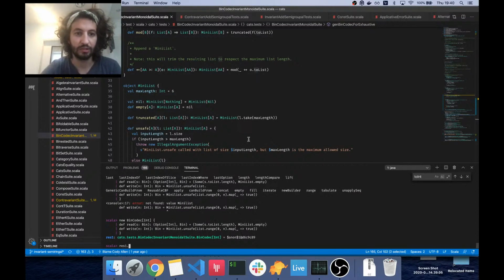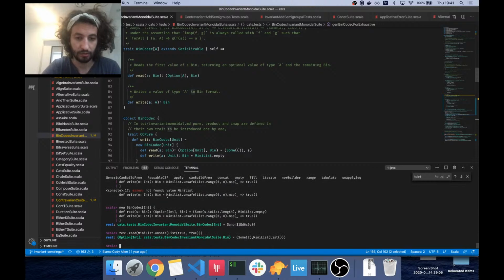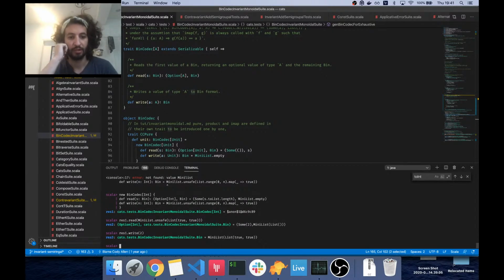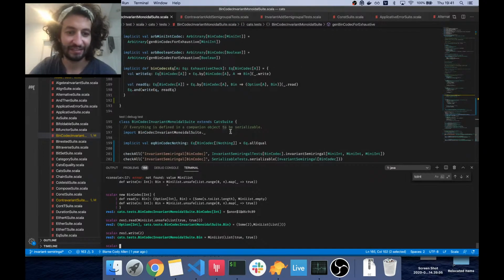So we can try this. res1 dot, what's the function here? So if we read from our mini list, a list of true, that should give us 2. Yeah, Some 2 and then an empty list. Cool. And then if we write 2, that should give us that same list. Yes, excellent. So this is a somewhat valid codec, for some definition of valid.